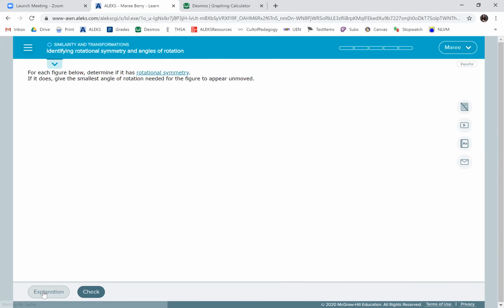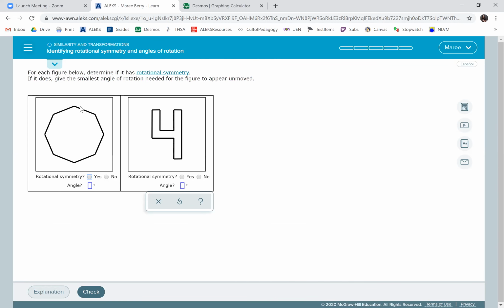It'd be cool if it had that little slider thing. Oh, it doesn't. Okay, so what we're going to do is look at and imagine rotating this around. Because there are 1, 2, 3, 4, 5, 6, 7, 8 sides, and they're all exactly the same, we only have to rotate it 1/8 of the way around. So I'm going to do 360 divided by 8. And that goes in 4 times, 45 times. So the angle of rotation will be 45 degrees.